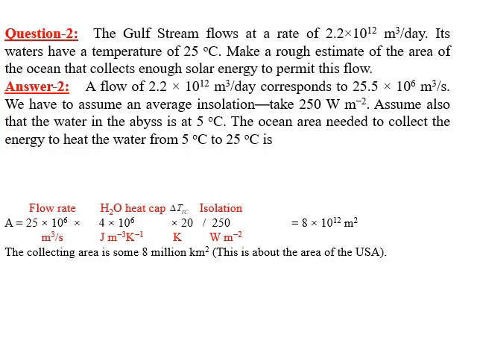Another question, he asked me about the Gulf Stream flowing at this rate, this is the flow rate of the water. Its water has temperature 25. Make a rough estimate of the area of the ocean that collects enough solar energy to permit this flow. Okay. This is the flow per day, I convert it to per second. As you know, we need to work in the SI unit system.